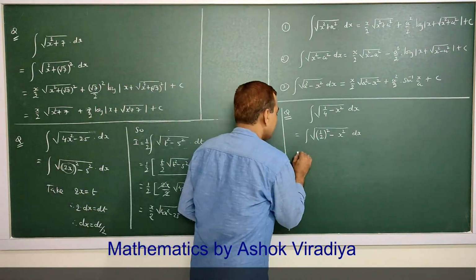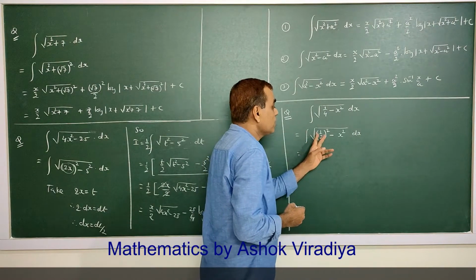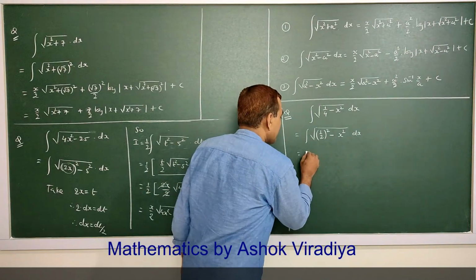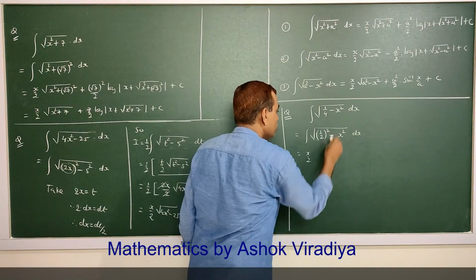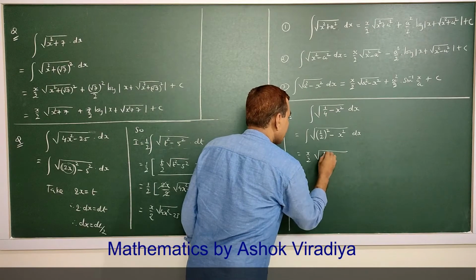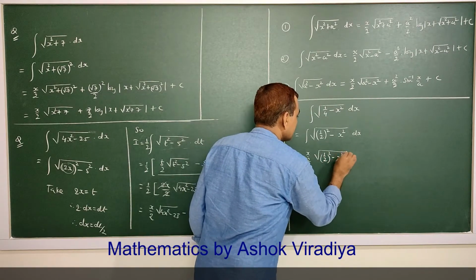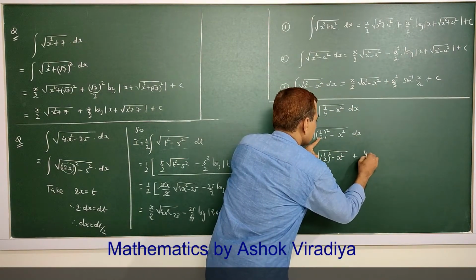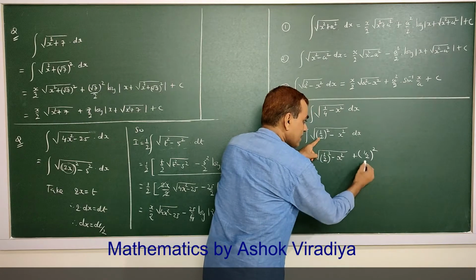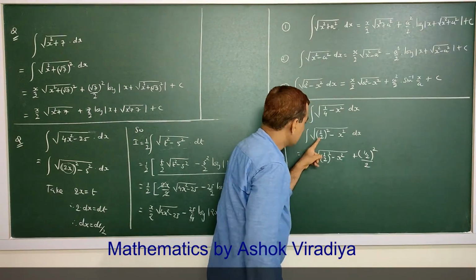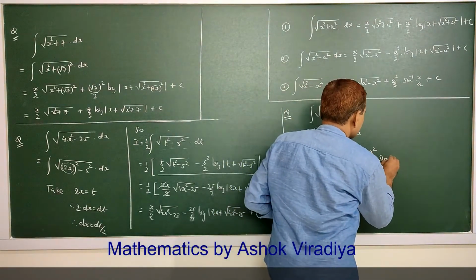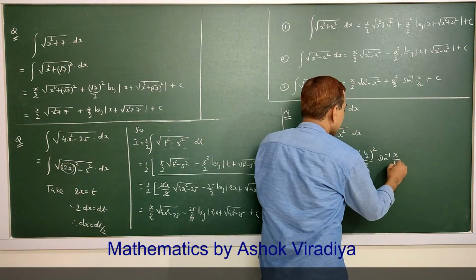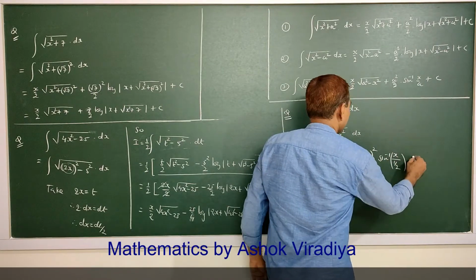That is, it is equal to, now root 1 by 2 square minus a square minus x square. So x by 2 root a square minus x square, then plus a square by 2. So plus, this a square by 2 is in the formula, a square by 2 sine inverse x upon a plus c.